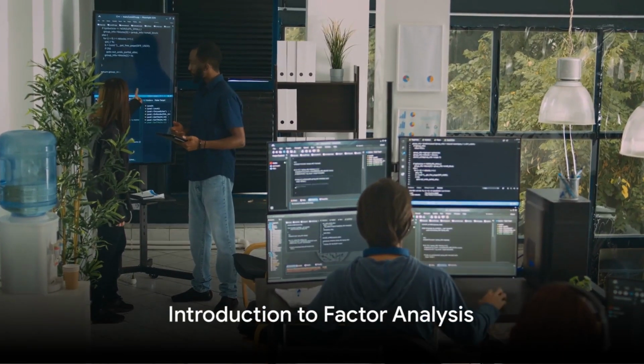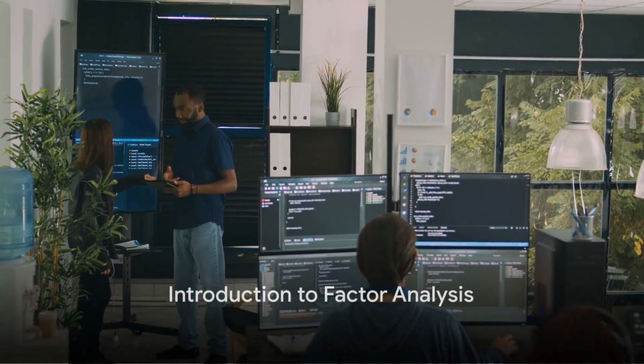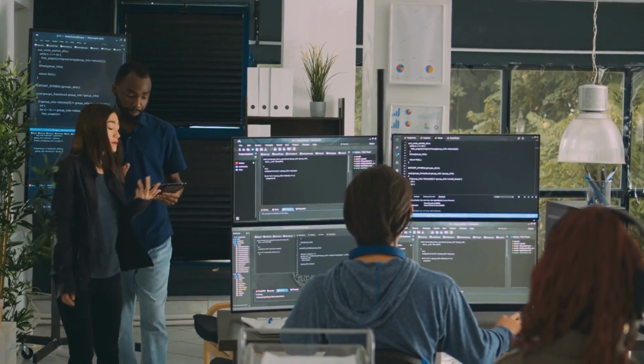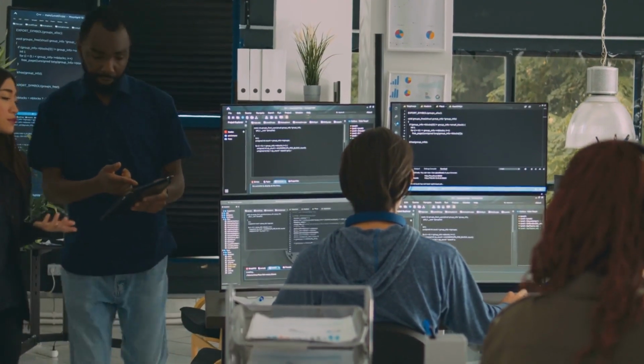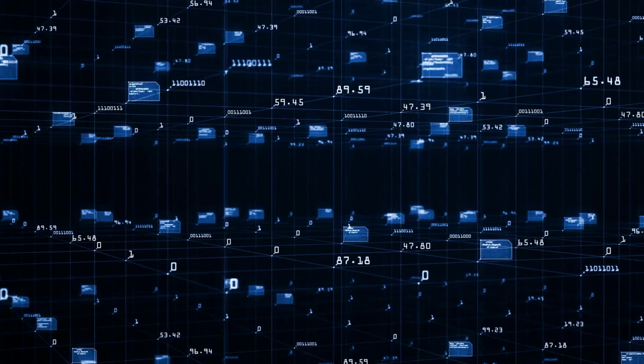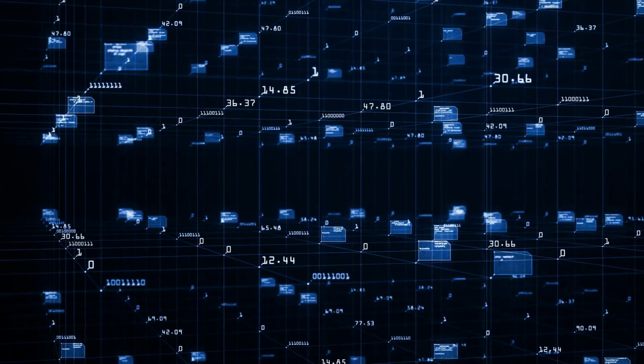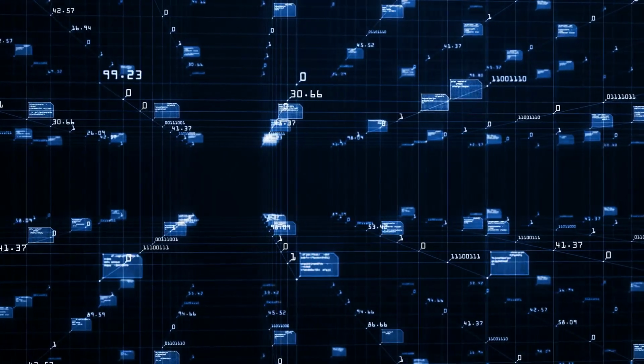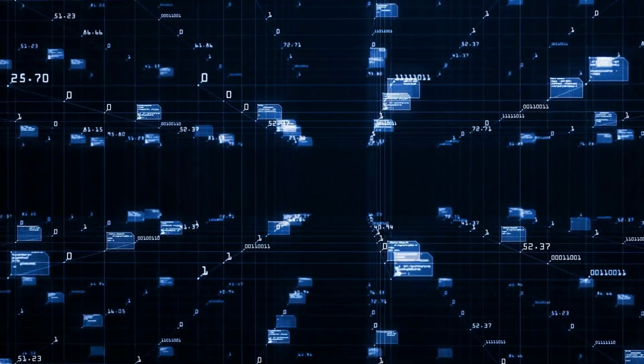Have you ever pondered over the question how machine learning algorithms handle large data sets? How do they sift through the sea of information and make sense of it all? Well, one of the secret weapons in their arsenal is a technique known as factor analysis. Factor analysis is a method used for dimensionality reduction. But what does that mean?